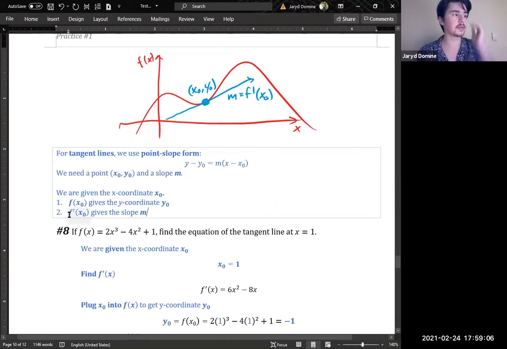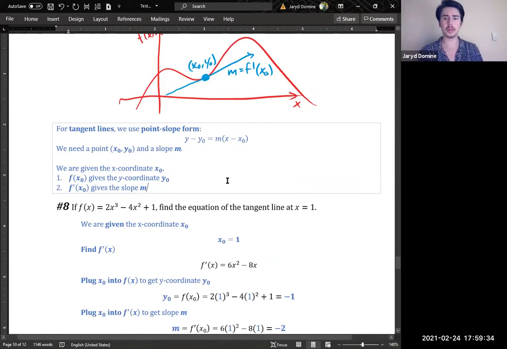And the same way, f prime, the derivative, is the slope, right? So if you find f prime, and then you plug in your point x naught, that'll give you the slope. So all you're doing is taking what they give you, this x naught, and plugging it into f and f prime, and that will give you y naught and m. Okay, so just a bunch of plugging in here. That's all there is to it. Okay, so let's get into it.